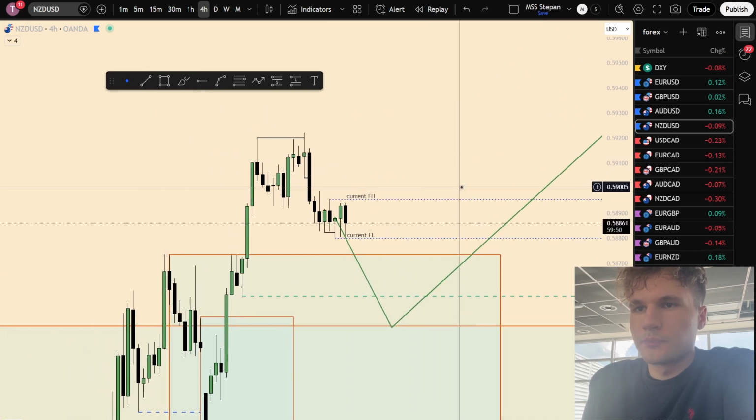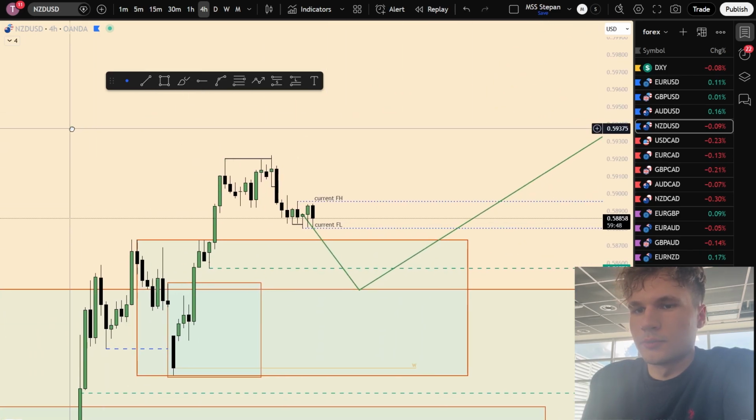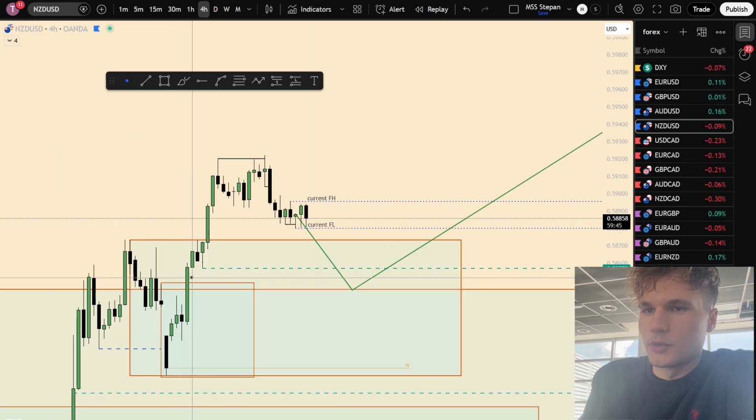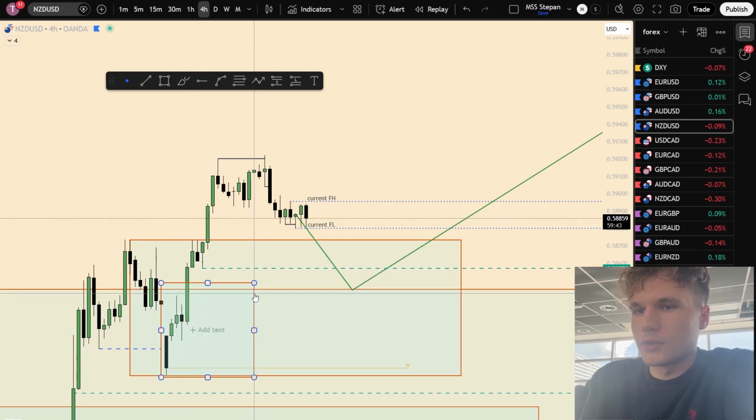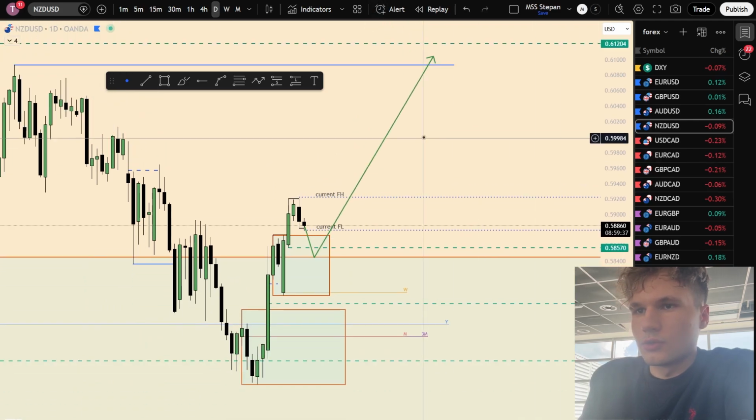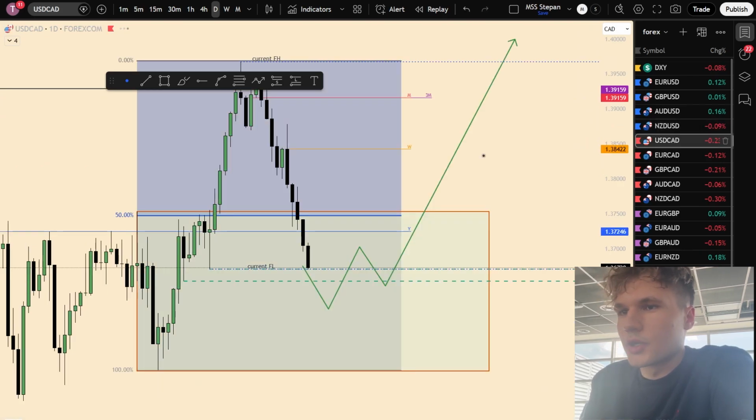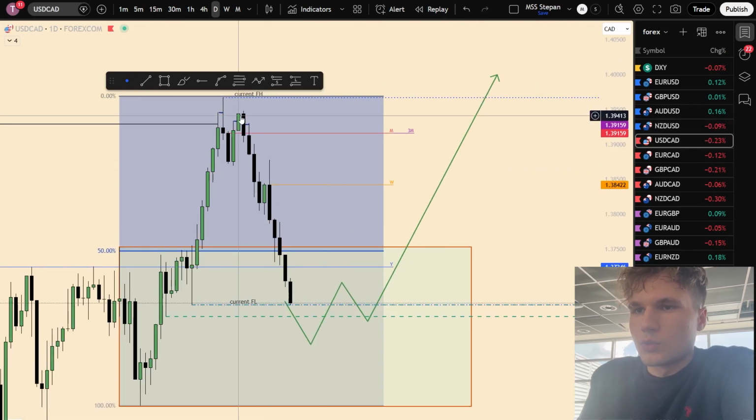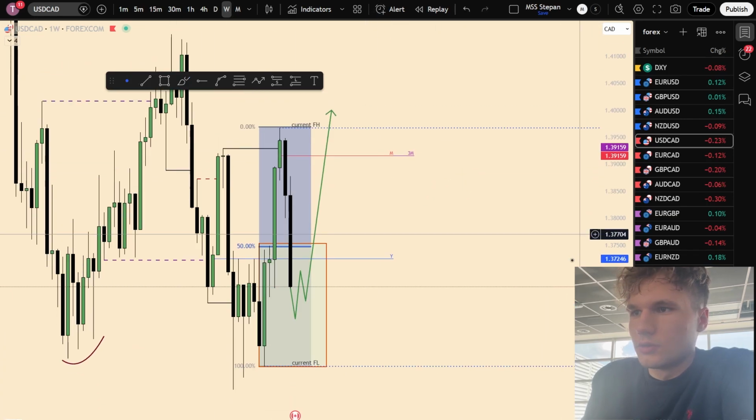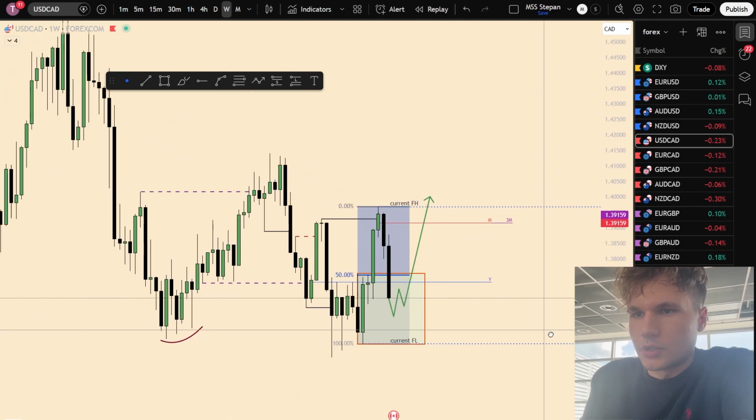Then USD, also from the 4-hour demand zone, we want to wait for the liquidation right here and then the continuation of the 4-hour change of character to also trade to higher prices. And then we got USDCAD. We are falling very sharply into the downside, but I still see some higher prices if we see a daily change of character on USDCAD to continue trading out of this weekly demand zone.